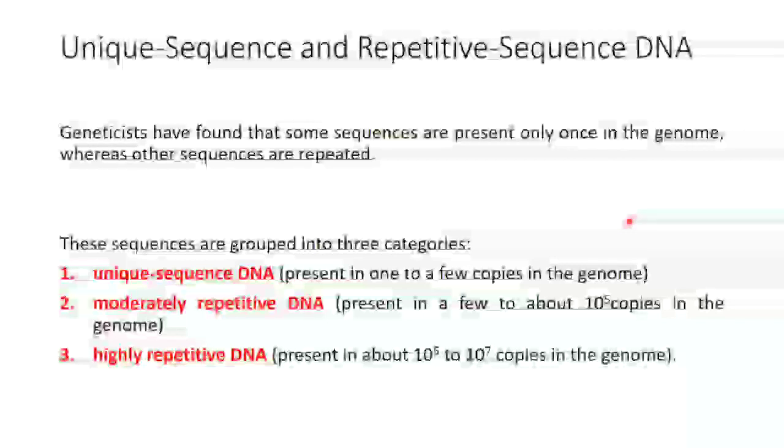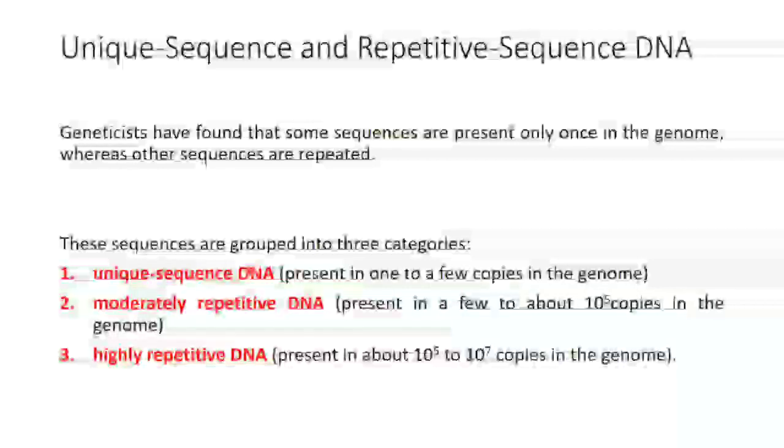So based on this discovery, guys, the scientists divided these sequences into 3 categories. The first one is known as unique sequence DNA. So if we find a sequence of DNA present only once in the genome, we call it a unique sequence. But this definition was modified. So we now say that unique sequence DNA is present in 1 to few copies. I mean a few copies, like 50 times, 10 times, 20 times. Okay, so present in 1 to few copies in a genome. We call this a unique sequence DNA.